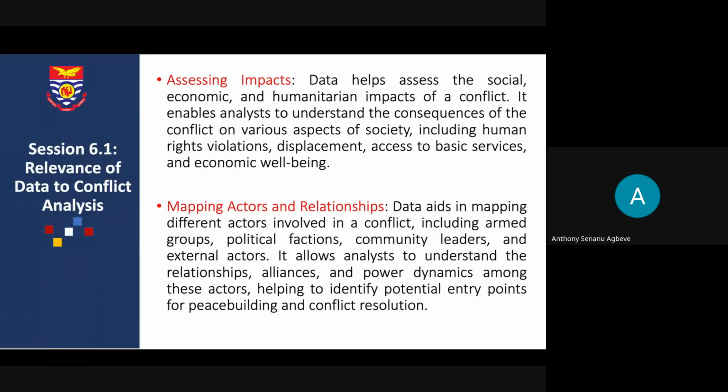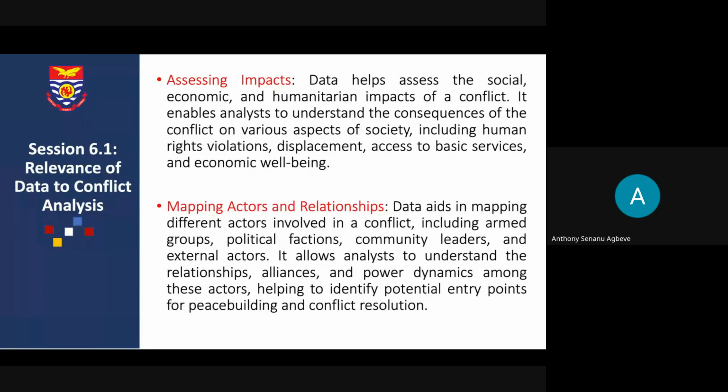Another relevance of it is also that it helps you to assess the impact of the conflict. So assessing the impact includes that maybe how many lives have been lost, how many properties have been destroyed, how many social amenities have been destroyed, right? So the data helps you to get information on all this. So for example, maybe the data might show you that, well, this year alone, probably about 250 people have died as a result of the conflict. And this largely includes probably about 150 women and children, and the remaining are men.